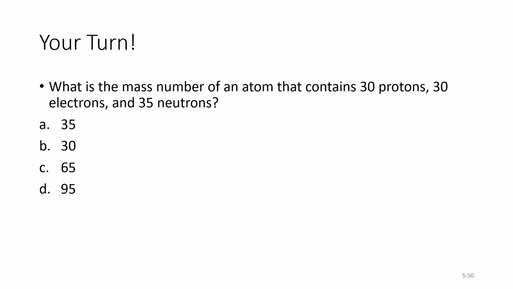What is the mass number of an atom that contains 30 protons, 30 electrons, and 35 neutrons? So again, what is the mass number? Protons plus neutrons.